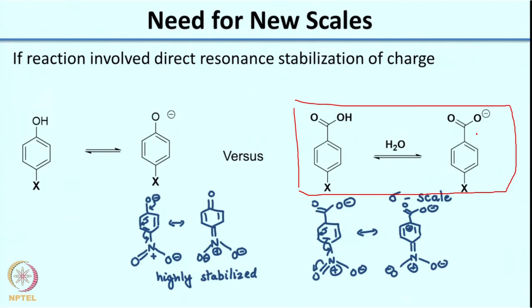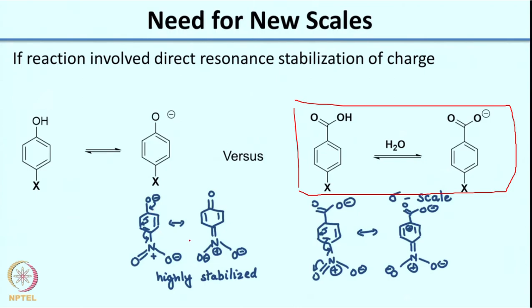But in the case of phenol, what happened? In phenol, it's a direct conjugation in the aromatic ring, right? It is in direct conjugation with the phenyl group, the benzene ring. So that's why for this type of reaction or species, the new scale has arrived. So here we will discuss this, because as I told you, it is a direct conjugation with the phenyl ring.